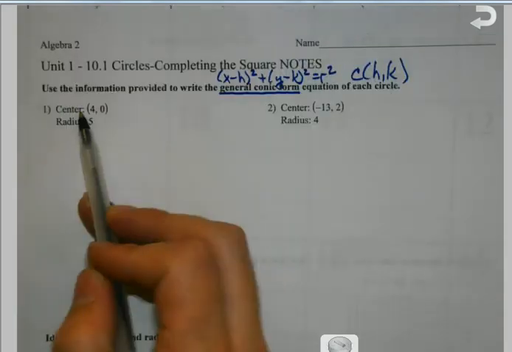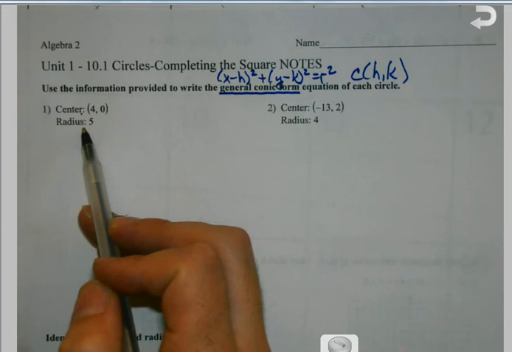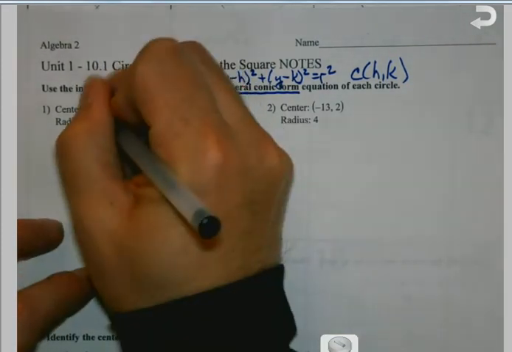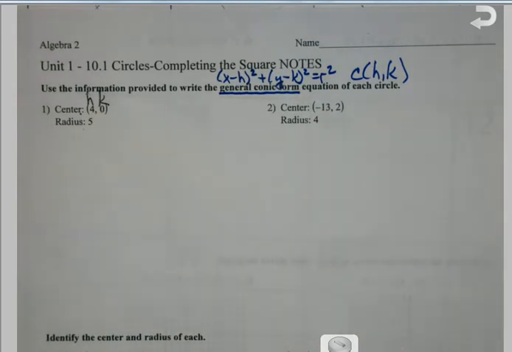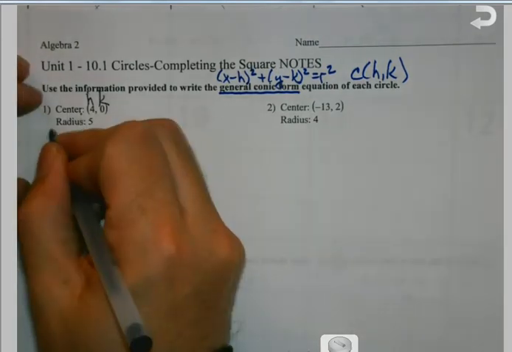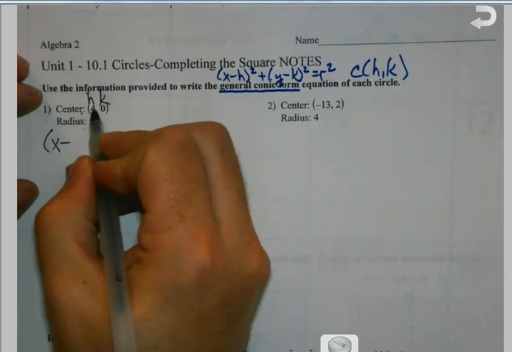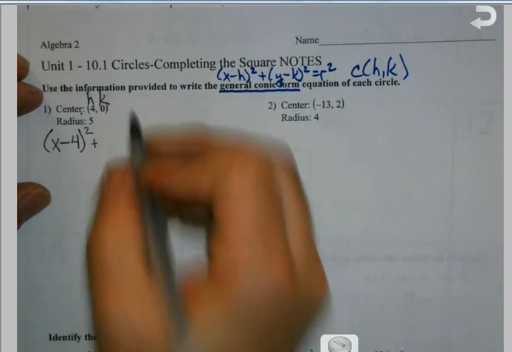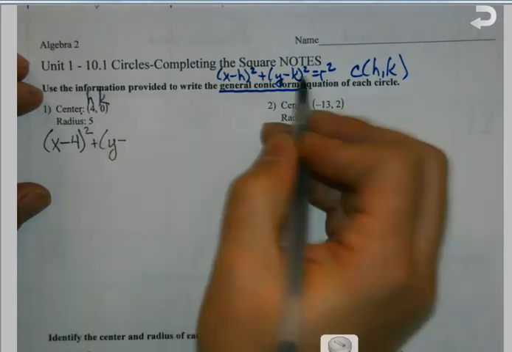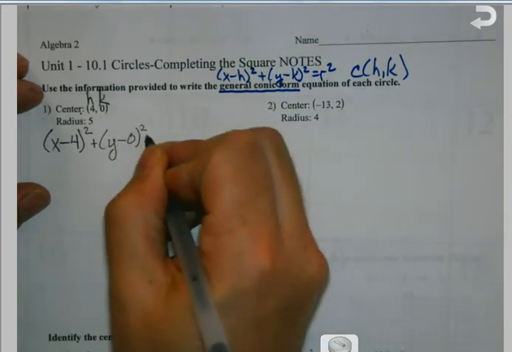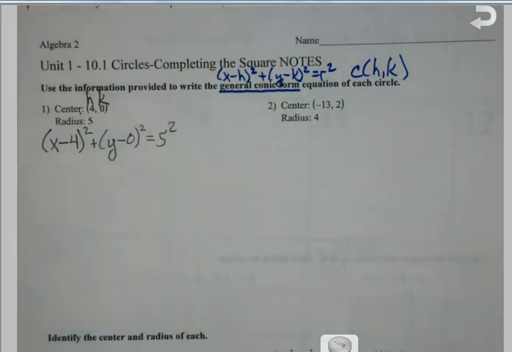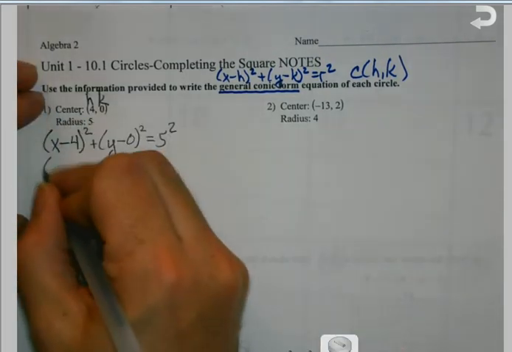So when I'm given a center and a radius, I've got my h and my k, and all I'm going to do is plug this stuff in. So I've got x minus, my h is 4, squared, plus y minus, my k value is 0, squared, equals my radius squared. Now, there's a couple of things I can simplify here, and I should do that because we always want things to be in their final form.